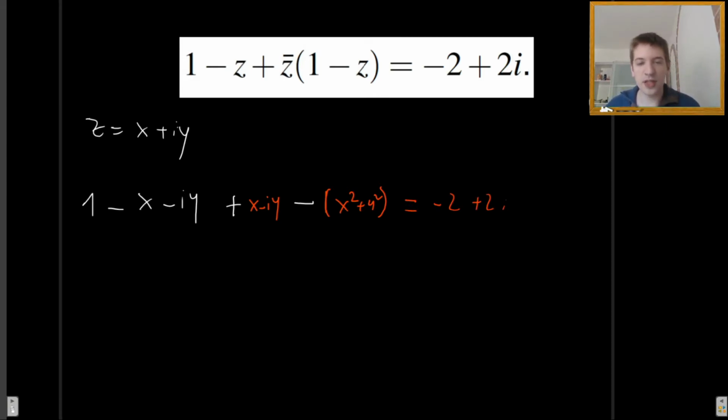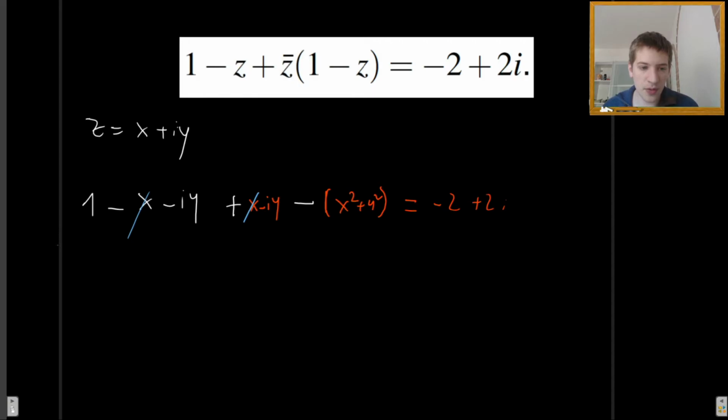Now we have done the step of replacing. Now we have to separate the real and imaginary parts of these equations. Okay, so first we can simplify a little bit. We can see that we have a minus x right here and a plus x right here, so this will cancel this. Anything else that cancels out? This, no. Okay, that's fine.